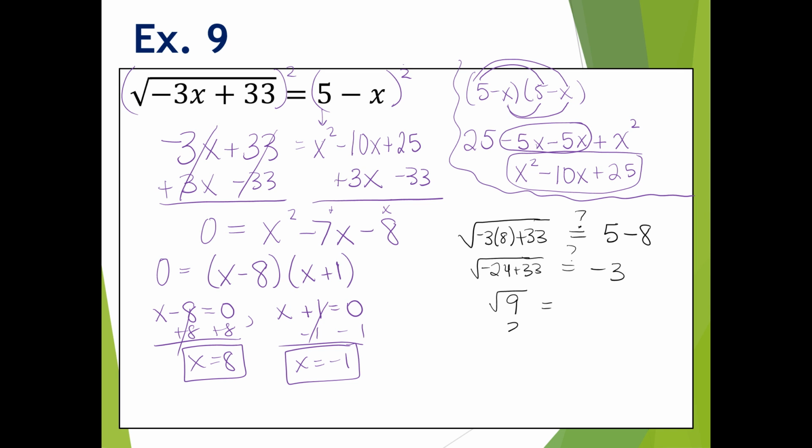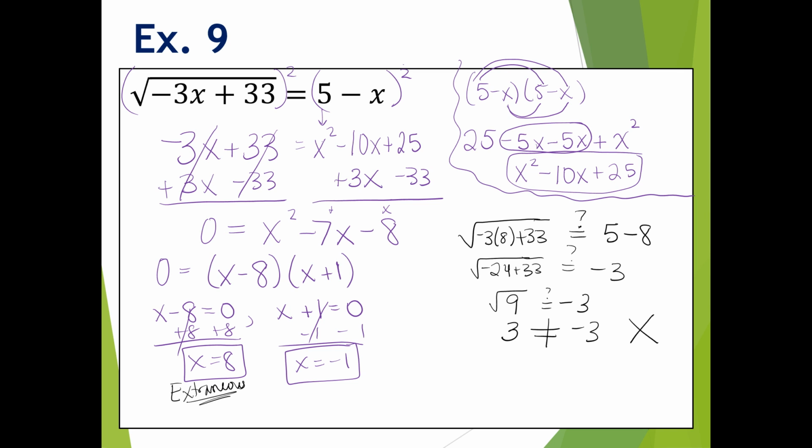What's the square root of 9? I believe the square root of 9 is 3. Does that equal negative 3? No, it does not. So our 8 did not work. If you remember, we call that an extraneous solution.